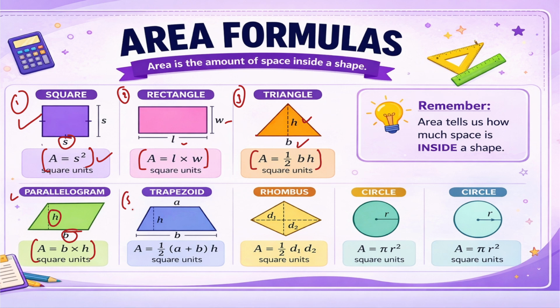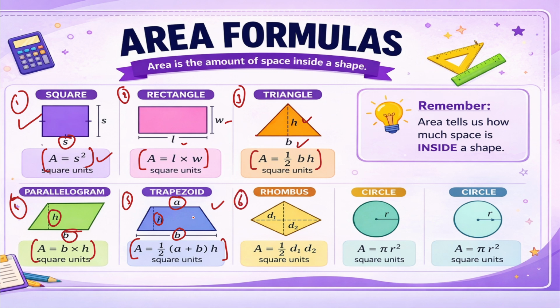Trapezoid, formula number 5. This was formula number 4. In a trapezoid, this small a is the upper side and this small b is the lower or bottom side, and h is the height of the trapezoid. So the formula for the area of a trapezoid is A equals 1 by 2 times the sum of the upper side and bottom side, a plus b, multiplied by the height h. So area equals 1 by 2 (a plus b) h. Then formula number 6 is rhombus.